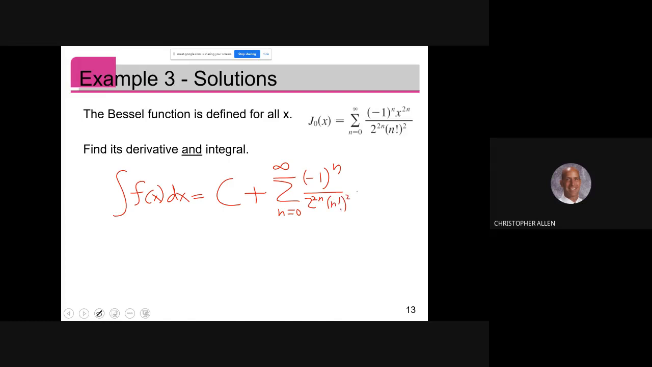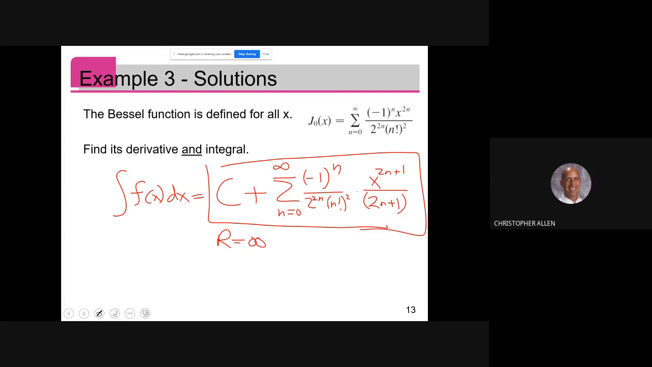Times, and then this should be x squared, or x to the 2n plus 1, thank you, divided by 2n plus 1. That's your answer. By the way, the radius of convergence here is also infinity. But we're not going to worry about that.